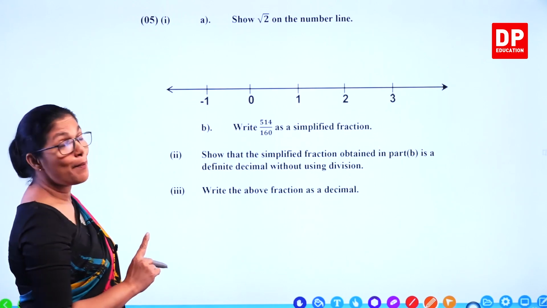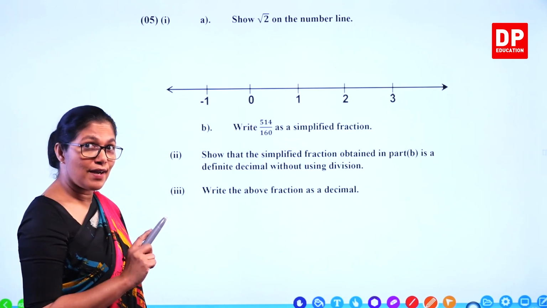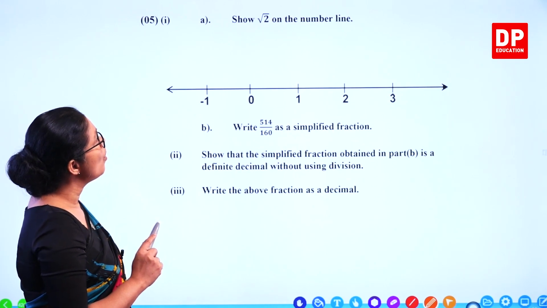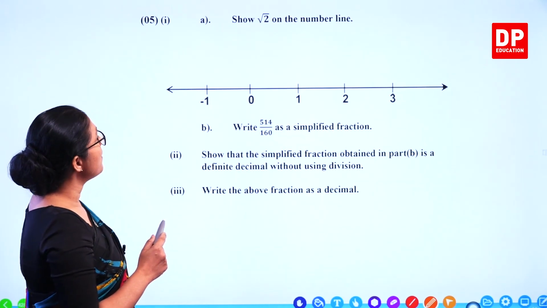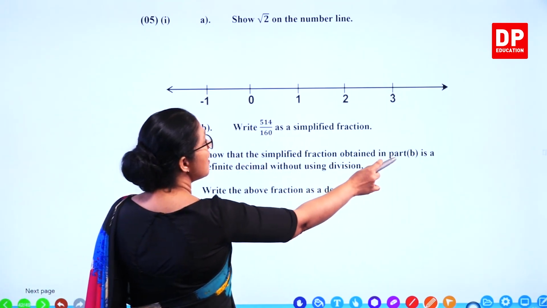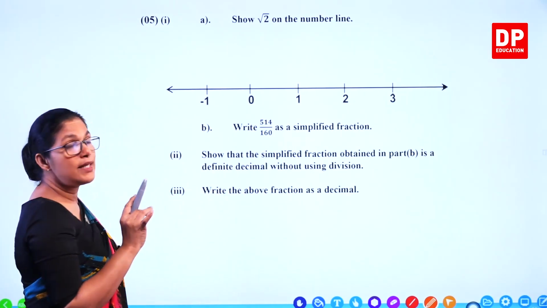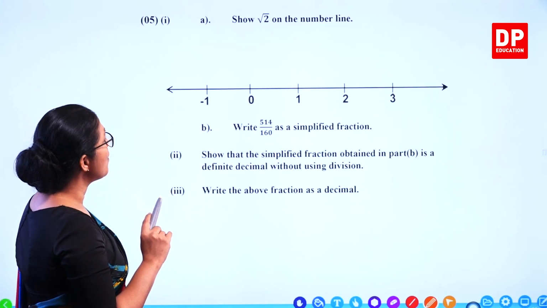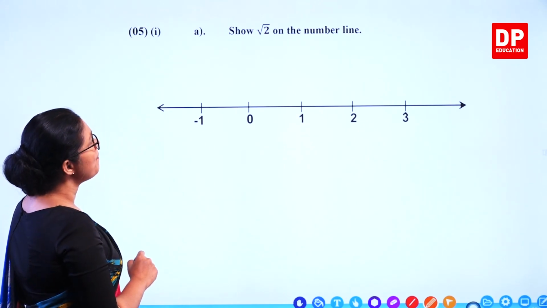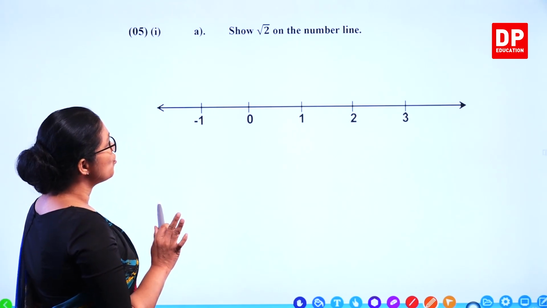Show root 2 on the number line. Can you remember in my first video in grade 11, real numbers, we discussed that: how to show surd values on a number line, how to simplify a fraction and write it as a definite decimal. So all these we did in the grade 11 first video. So we'll do it separately. Show root 2 on the number line. Can you remember?